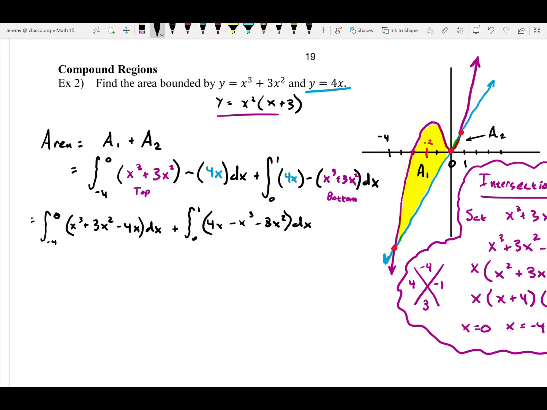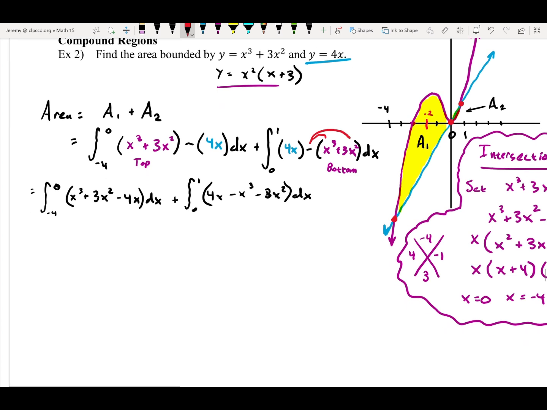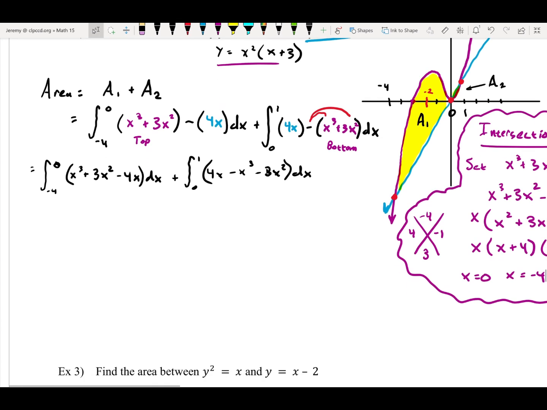Very common to forget that we have to distribute this negative sign. Every one of these areas between curves problems involves subtraction of two functions. And whenever the thing being subtracted has more than one term, we have to be sure to distribute that negative sign. So that's a very common mistake that we're not going to make this time.